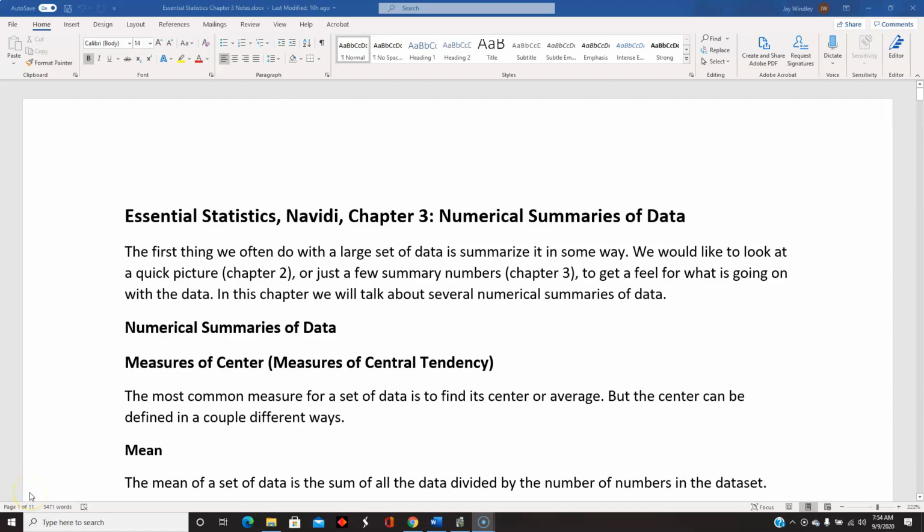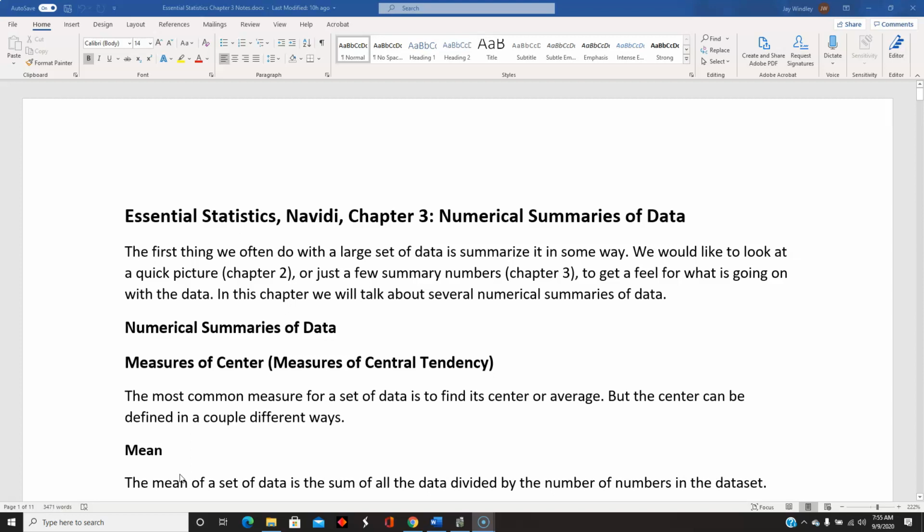So in our previous chapter, we covered many kinds of graphical summaries of data. Now we're going to talk about numerical summaries of data. Just one number or a couple of numbers that kind of summarize a data set for us. First of all, let's talk about measures of center.